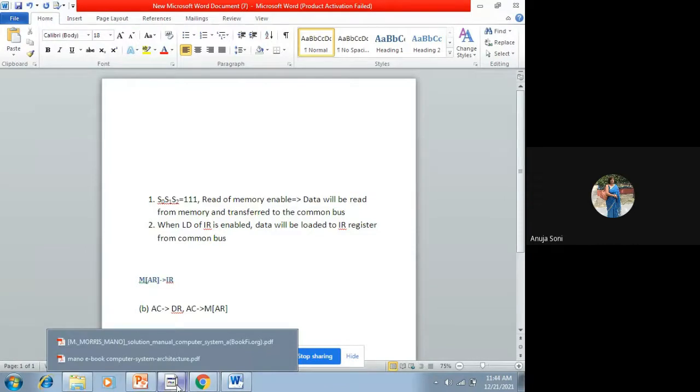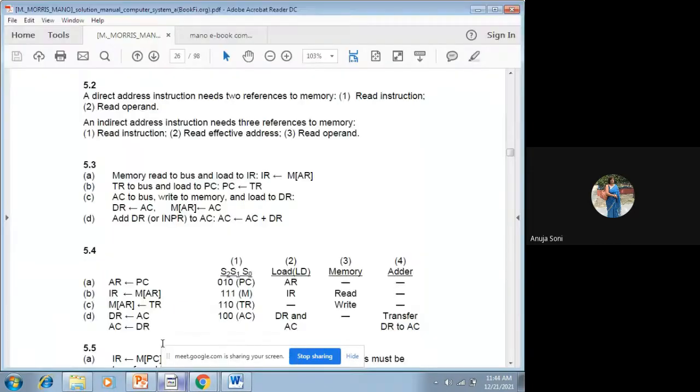You can see the solutions also. Part C: first of all, the AC will be chosen and data will be transferred to the bus. Then, because write is written below the memory, one copy will be written to memory and another copy will be loaded to DR. Consequently, these two will be your data transfer statements: one copy transferred from AC to DR and from AC to M of AR.